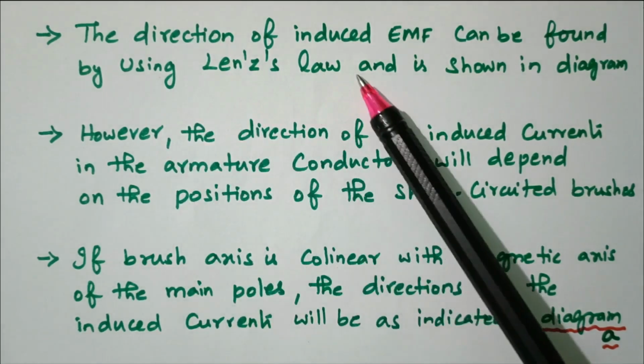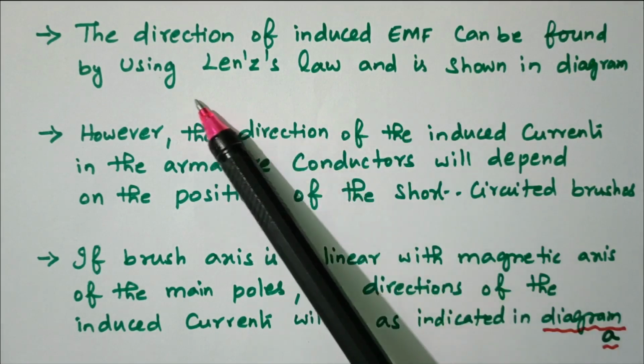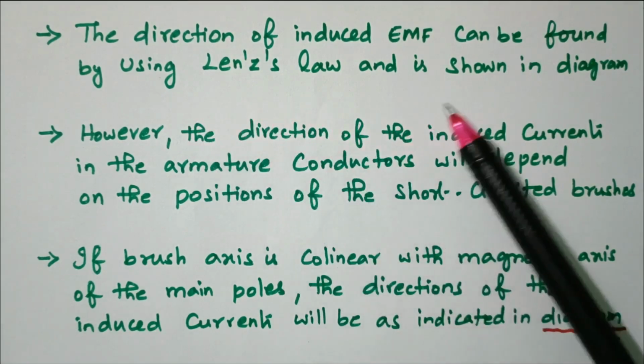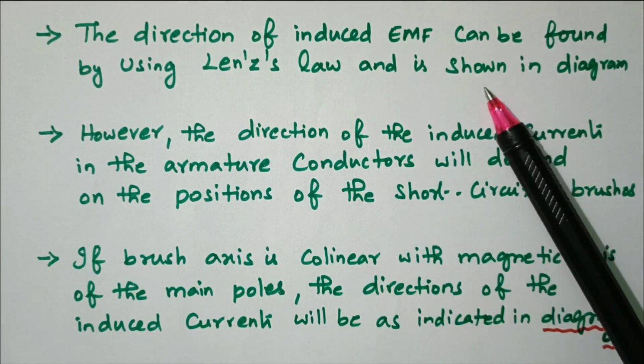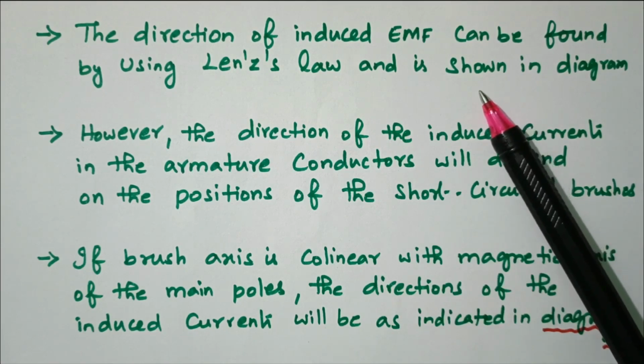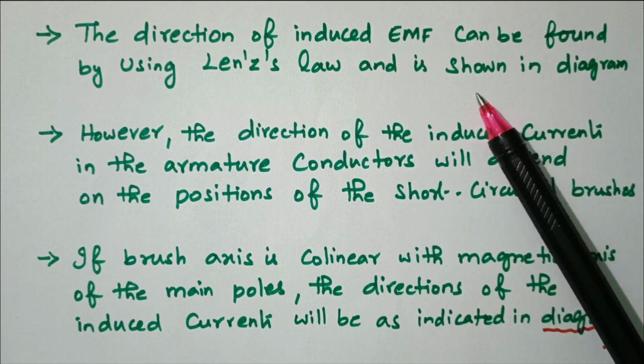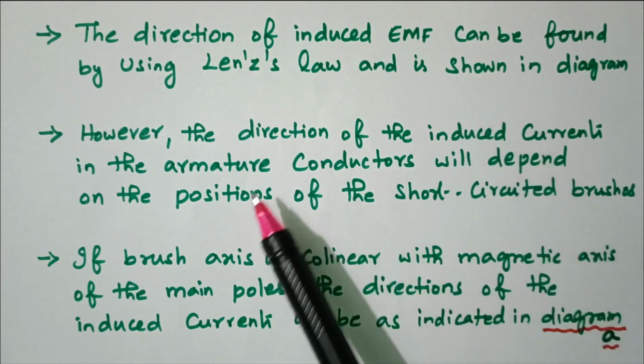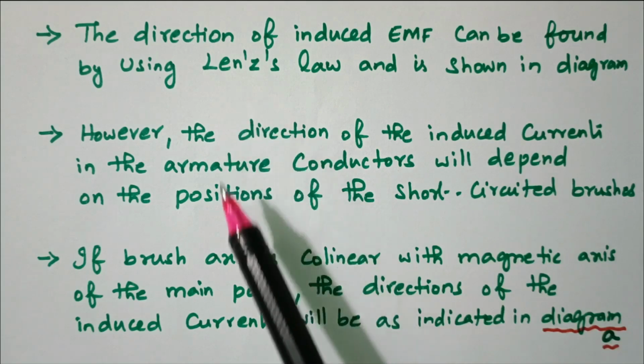The direction of induced EMF can be found from Lenz's law and it is shown in the diagram. The EMF and current directions are shown in diagram A. In diagram B, there is no induced EMF and current. That can be calculated by Lenz's law.